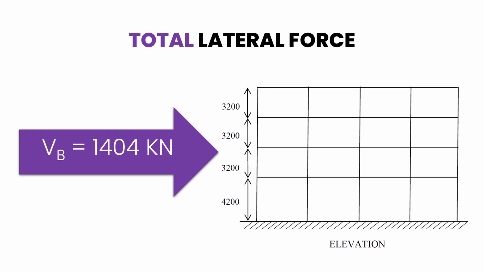Now, if you remember earlier, the values in the X and the Z direction came same because the value of SA by G was same. So all in all, VB in the X direction as well as VB in the Z direction is going to be exactly the same, that is 1404 kilonewtons. So this is the force which is acting on the building. However, we still don't know on which point this load is acting. But we know that this load is the total horizontal load which is going to be acting on the building.